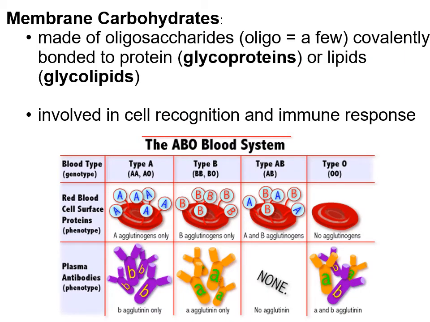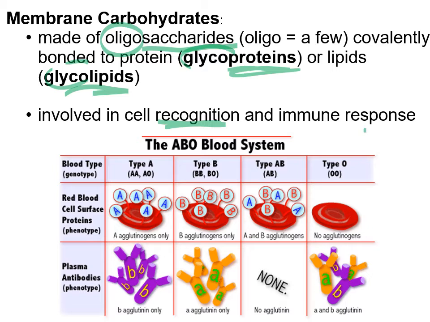Membrane carbohydrates are saccharides, oligo meaning there's a bunch of them in a row, but they're carbohydrates, and they are bonded to proteins or lipids. So we have glycoproteins or glycolipids depending on which one they're bonded to. They're important for the recognition that cells use to essentially communicate with other cells, as well as to tell other cells what they're like.